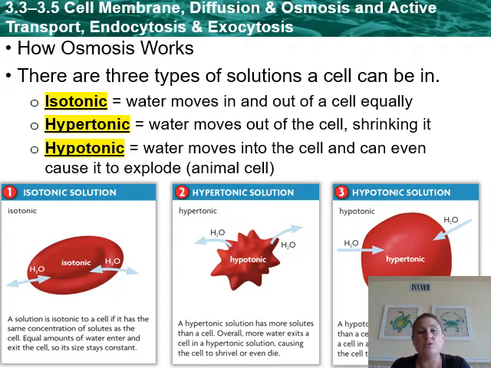Now, if we put the cell into a hypotonic, think hypo makes it get really big, like a big O, because water is going to move into the cell. And in animal cells, so much water can move into the cell that it can cause that animal cell to burst or explode, killing that cell. So hypo, water moves into the cell, causing it to get really big like that. Hypo, big. Hyper, crazy, little squiggly.